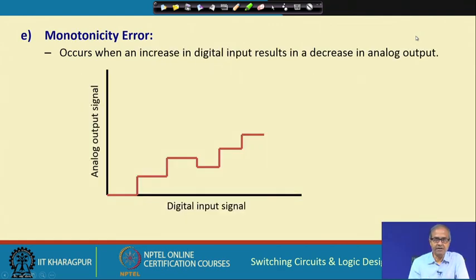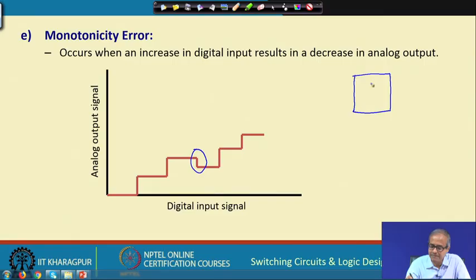Then you can have another kind of error which is called monotonicity error. Normally, as the digital input increases, the output should be increasing in steps, but sometimes the output may decrease instead of increasing. You may ask why this should happen, since the input is increasing and the output should always increase. It may happen due to some other problem. Let us take a very specific example. Let us consider a 3-bit DA converter, because it is a simple example you can work out. Let us say D2, D1, D0, and this is your V out.